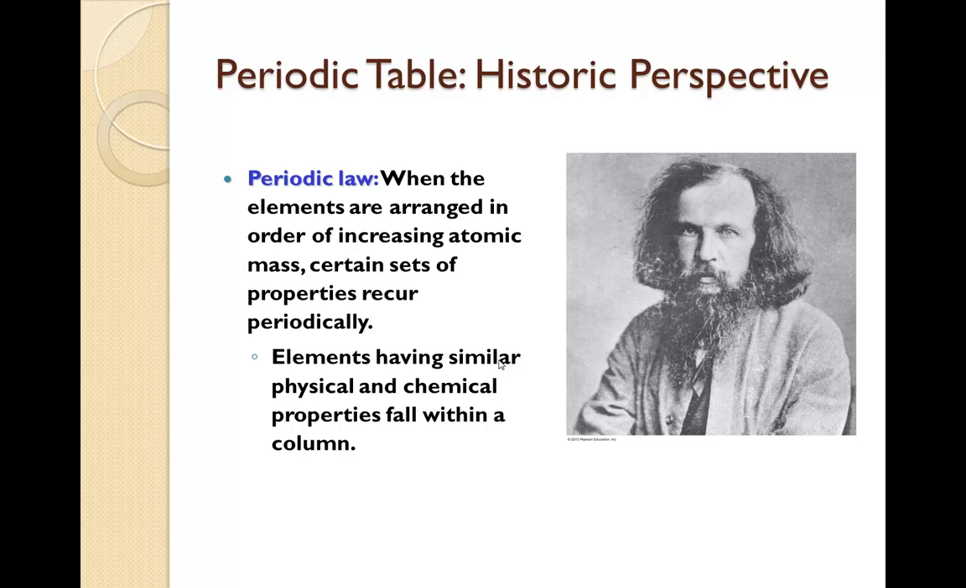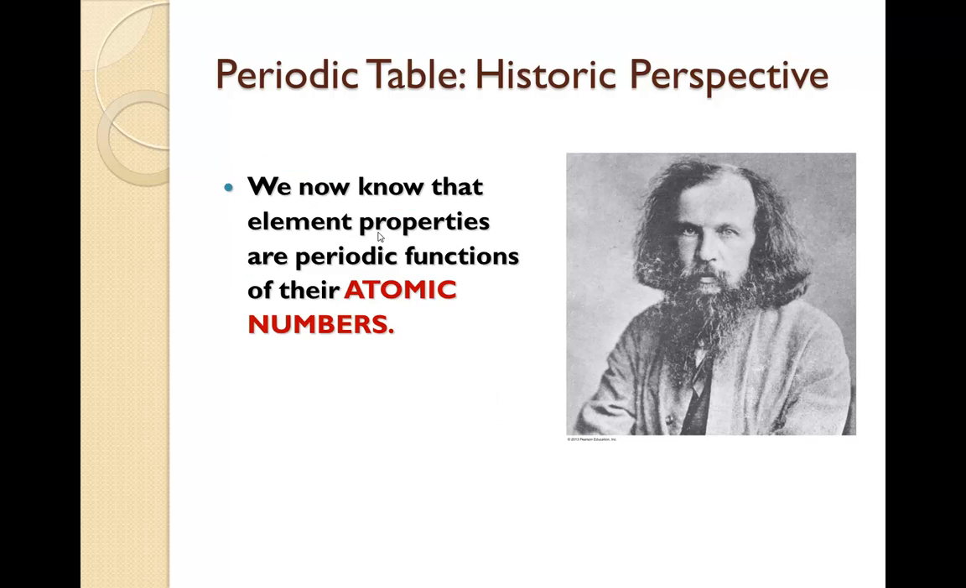What that means is that when elements are arranged by increasing atomic mass, certain sets of properties recur periodically, and this is known as the periodic law. Elements having similar physical and chemical properties fall within these columns. We now know that element properties are periodic functions of their atomic numbers, not their atomic mass, but he was unaware of atomic numbers at the time.